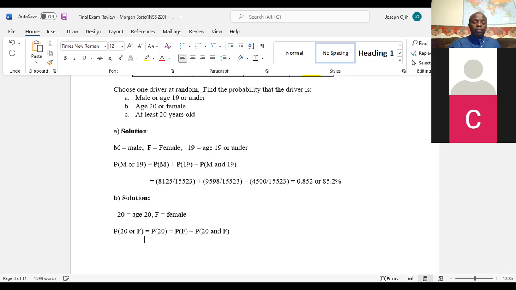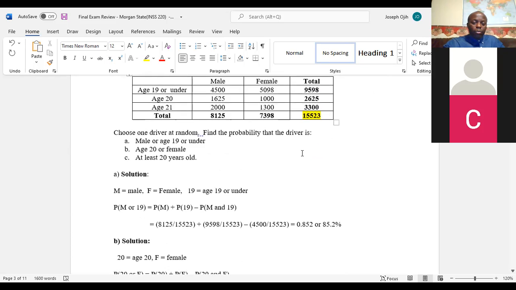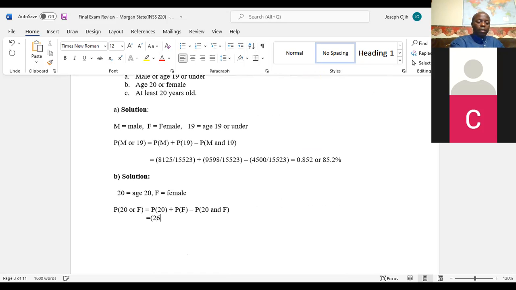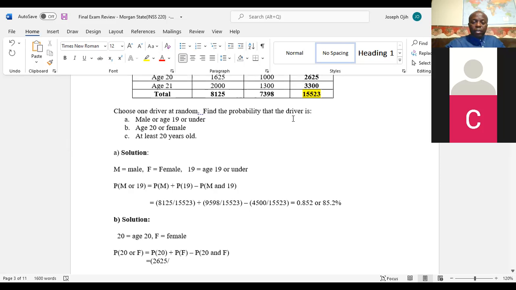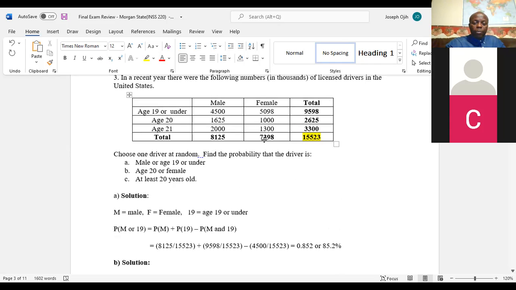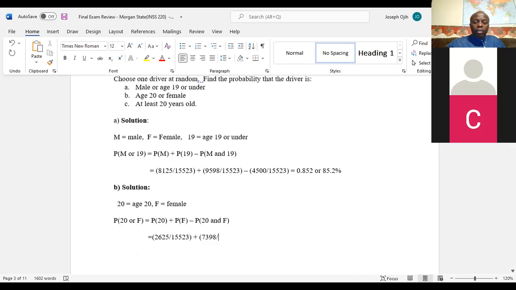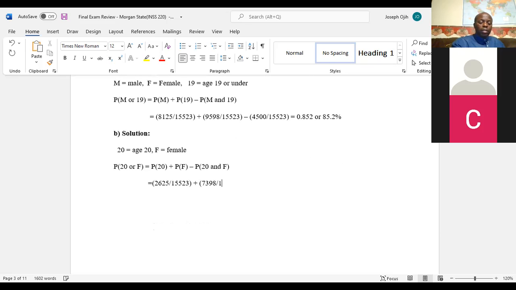We can put our numbers in. For age 20, the total is 2625. So we have 2625 divided by the grand total of 15,523, plus, now for female, you can see the total for females is here, 7398 over 15,523.